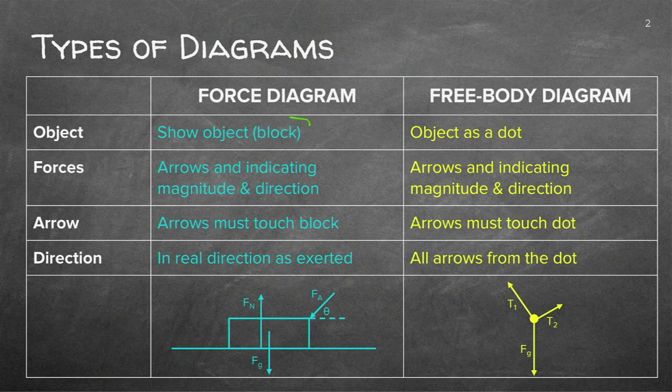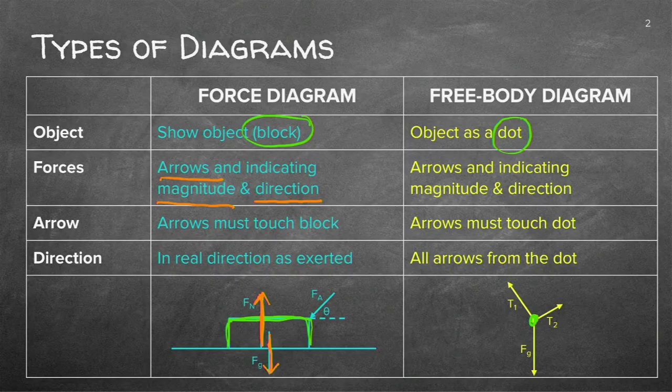Here, the object will be a block, so you'll actually draw the object as it is. In the free body diagram, you will draw the object as a dot. Can you see the dot there? The next difference is that we have to draw arrows for each force. The arrows indicate firstly the direction, but also, and be careful, the magnitude. If it's a large force, it will have a larger arrow. If it's a smaller force, it will have a smaller arrow. So make sure that you indicate the magnitude and the direction.